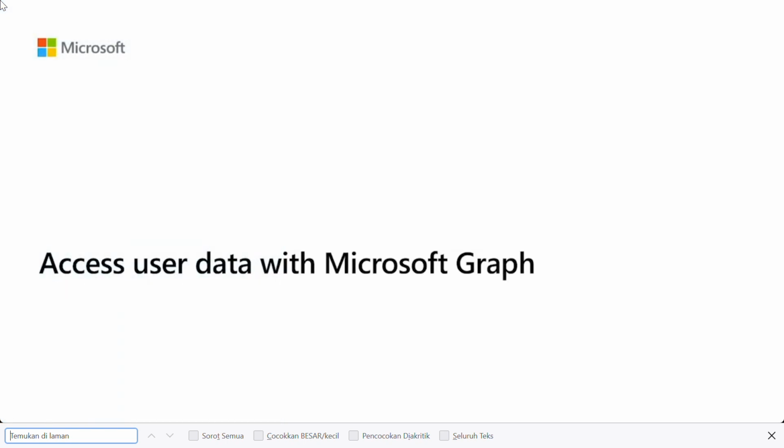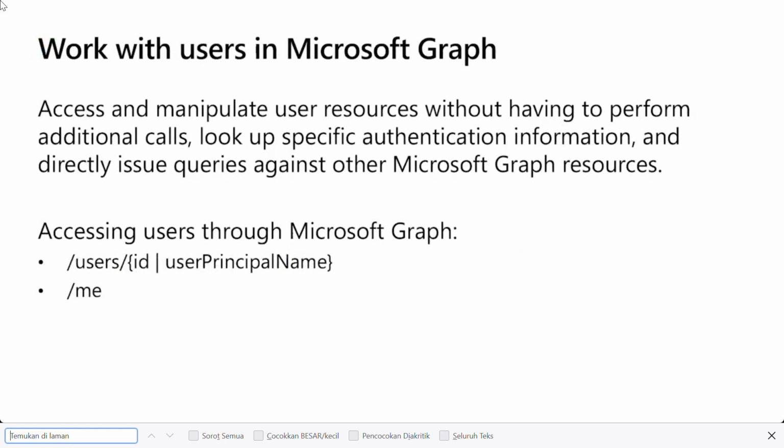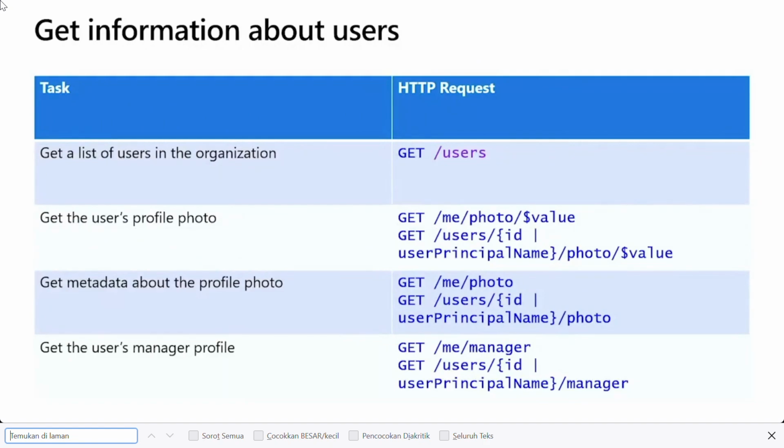Let's talk about accessing user data with the Microsoft Graph. Again, you're going to work with the users in the graph. You're going to access and manipulate those user resources, right? You shouldn't have to perform additional calls and look up specific authentication information. You're going to be able to do those queries directly against the graph and those resources. When you're accessing users through the graph, it's the user's ID, principal name, or if it's yourself, obviously /me. Here's a way to also get some additional information about users. You can get a list of users in the organization, their profiles and photo profiles, additional metadata maybe about the profile photo, and again their manager information. So it's just a couple examples there.